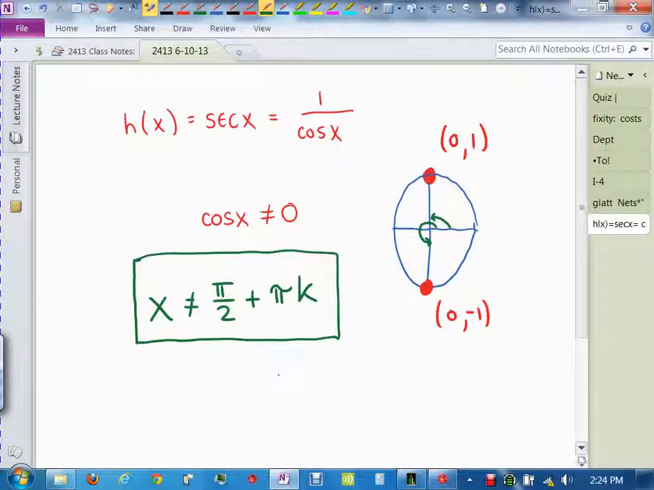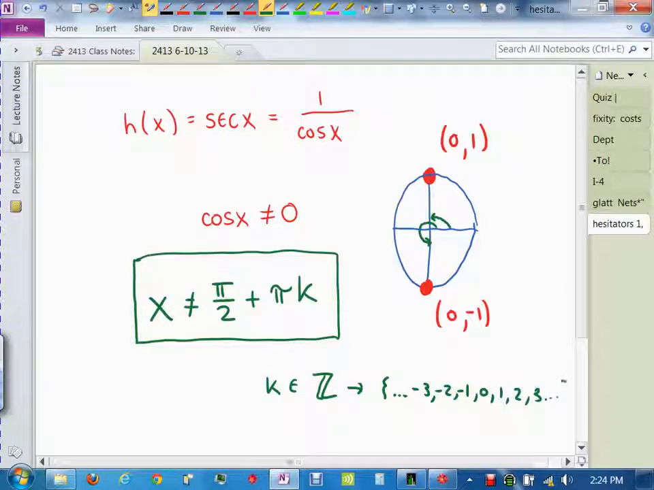I'm going to put it down here, where k is an element of Z. Anybody know what Z is? Everyone knows what script R is. That's the real numbers. But what's script Z? Integers. So this is basically the set ... -3, -2, -1, 0, 1, 2, 3, ... forever. All integers.